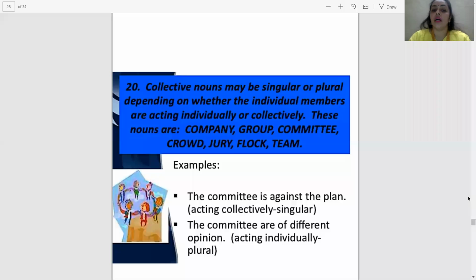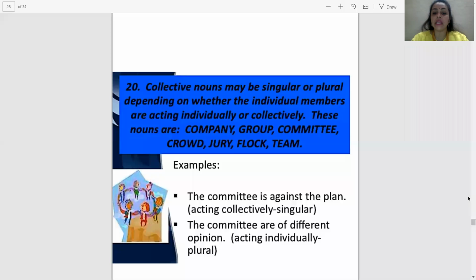These nouns are company, group, committee, crowd, jury, folk, team, in this way. Naturally, all these collective nouns are made of living beings, human beings. So naturally, we may talk about the individual and we may talk about the whole. Examples: the committee is against the plan. When we say the committee is against the plan, it is clearly understood that all the members of the committee are collectively disagreeing with the plan.